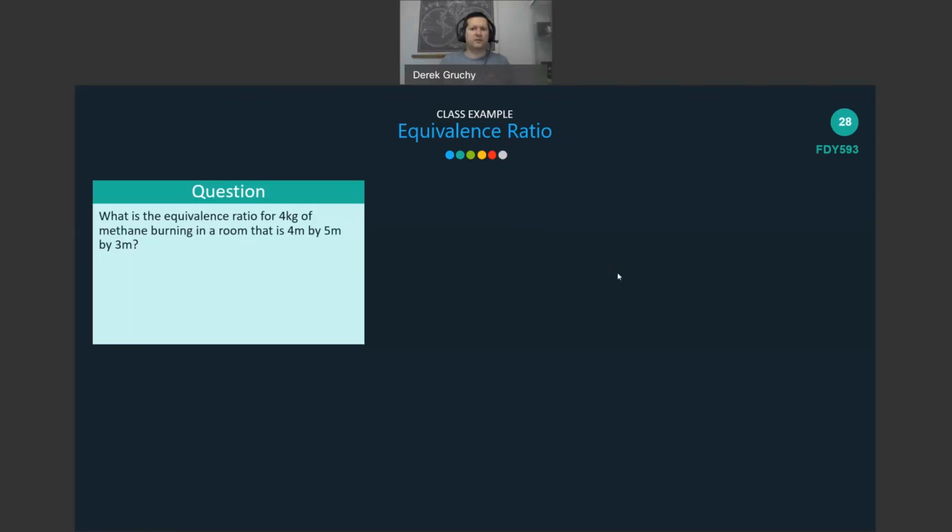All right, so we're going to take a look at this example again of methane, 4 kilograms, burning inside of a room, and the room is 4 by 5 by 3 meters. So we want to be able to determine the equivalence ratio, find out if it's overventilated or underventilated, and then use that information to find out how much of a specific product of combustion is being produced.